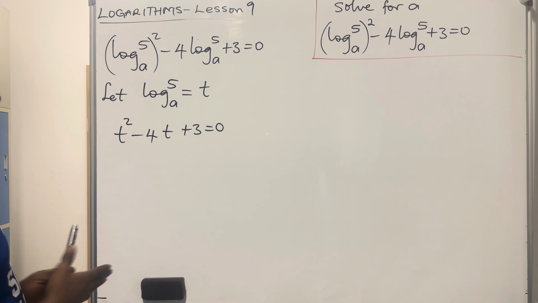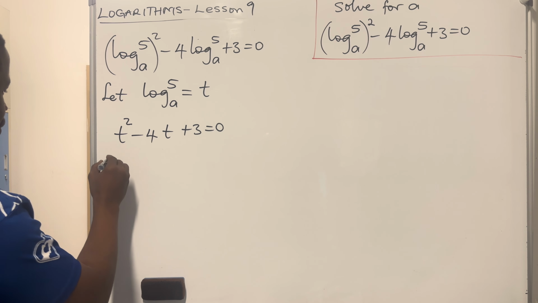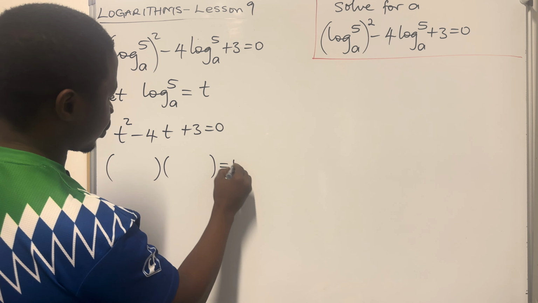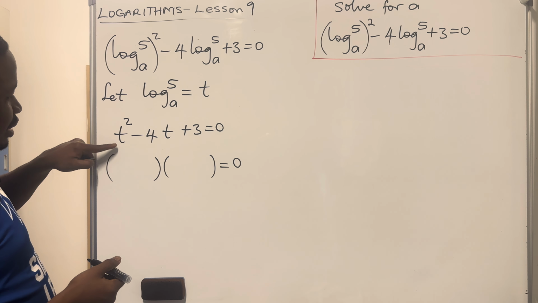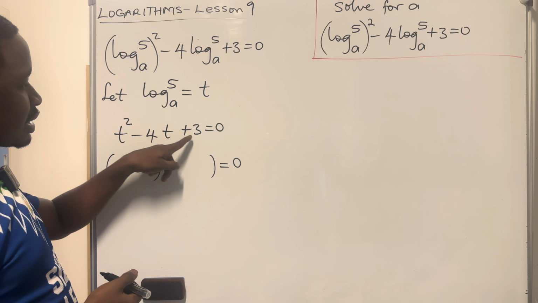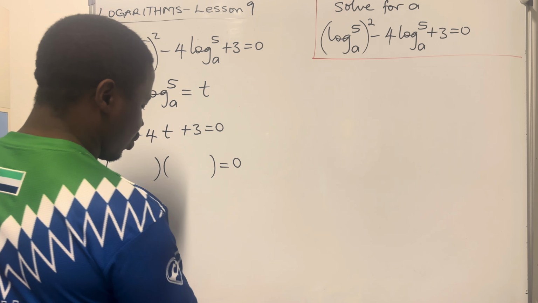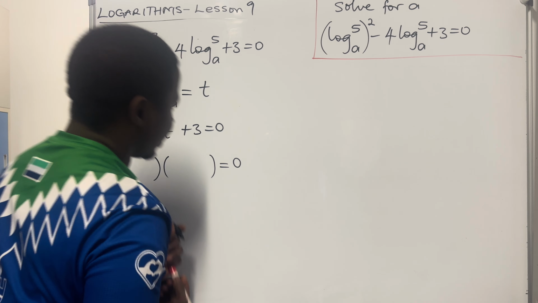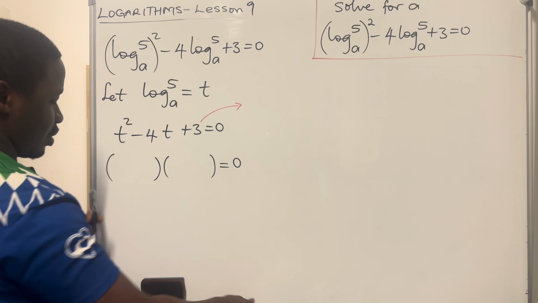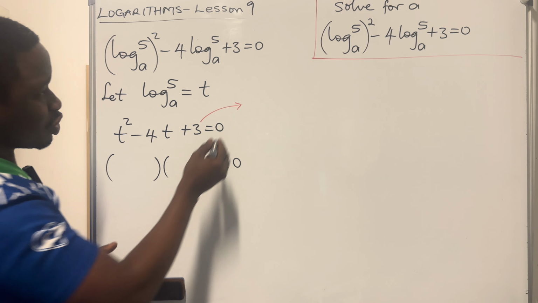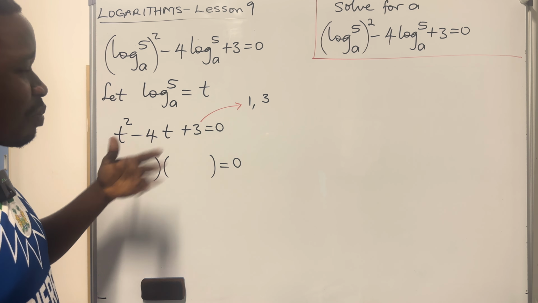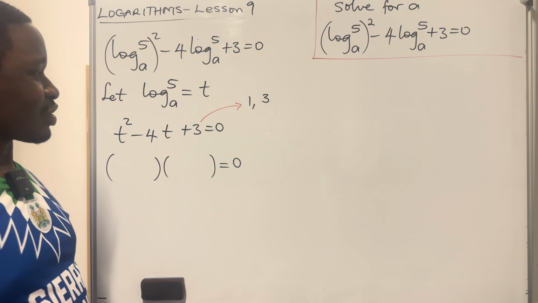Now this one is a quadratic equation. So we open our two brackets equal to 0. This is the variable with the square, this is the term in t, and this is the constant term. So the question is, what are the factors of 3? The factors of 3 are 1 and 3. Of course, 3 is a prime number, so it has only 2 factors.